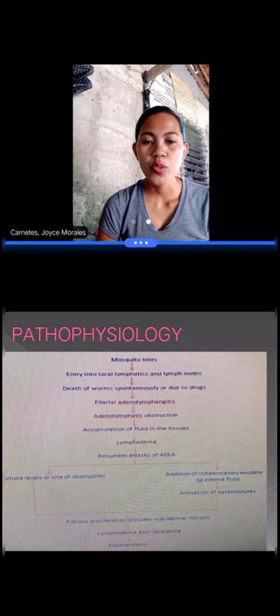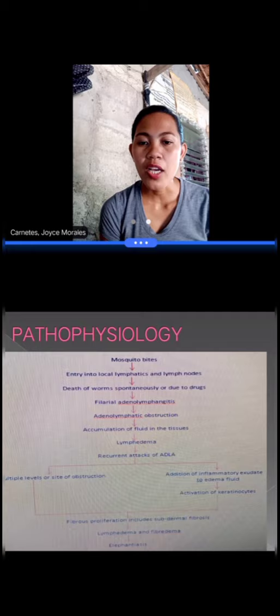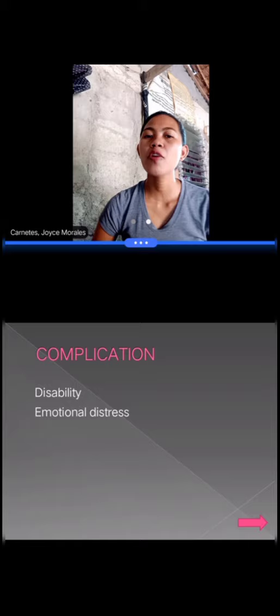Then it will cause the activation of the keratinocyte, resulting in a fibrous proliferation, including subdermal fibrosis. It will lead to lymphedema and fibroedema, then resulting in elephantiasis. The complication of elephantiasis is disability as well as emotional distress.